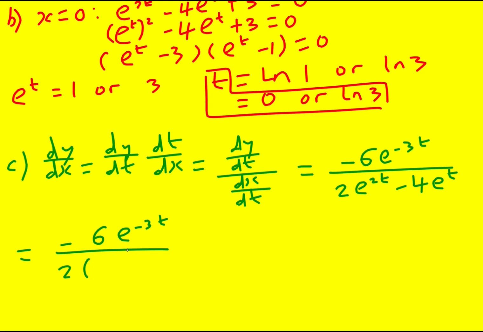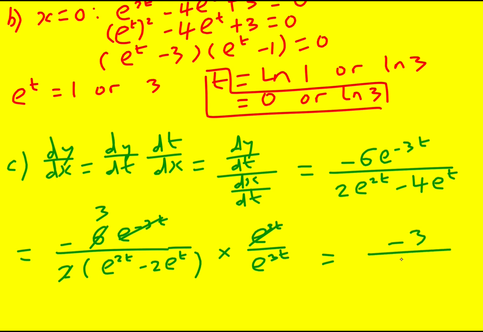I can actually factorize out a 2 at the bottom. And then I'm going to times by e to the 3t divided by e to the 3t. Because then I'm just timesing by 1 essentially, but now these will cancel. The 2 will also cancel partially with the 6. So I'm left with minus 3 over e to the 5t minus 2e to the 4t.